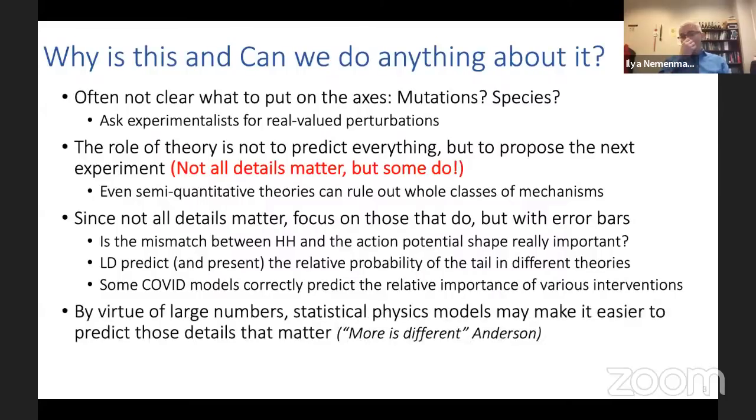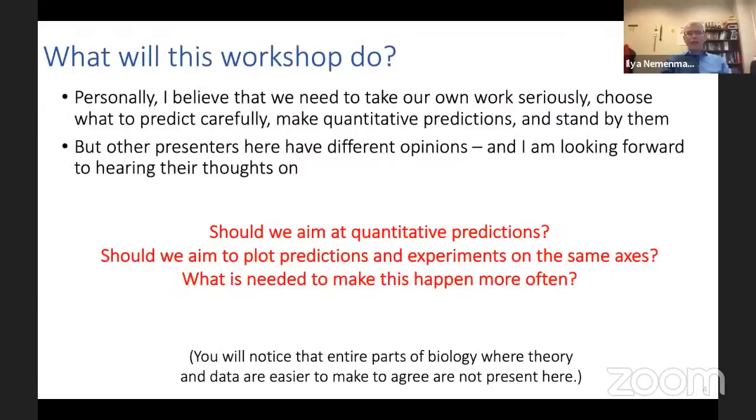And then there is yet another possibility, where nowadays theory may be becoming more precise: by virtue of large numbers, the statistical physics-like theories, where we're not modeling a single channel but many of them, not a single neuron but many of them, maybe those theories could make it easier to predict those details that matter. This is what the workshop is designed to do.